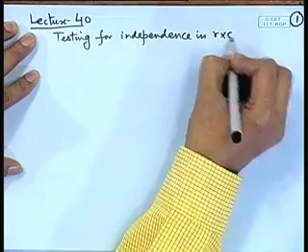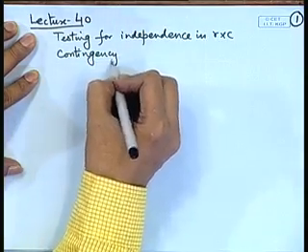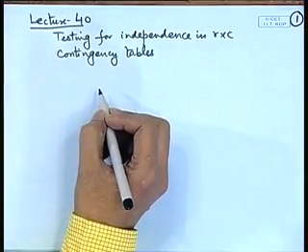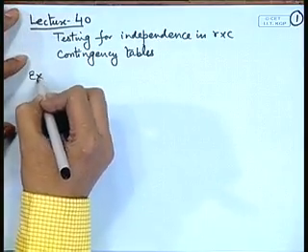So this topic we call testing for independence in R by C contingency tables. Yesterday I mentioned that we may have R categories distributed in the rows and C categories represented in the columns. We have observed frequencies Oij's corresponding to the ijth cell, and on the basis of this we want to test whether the two categories are independent. Let me explain this through an example here.